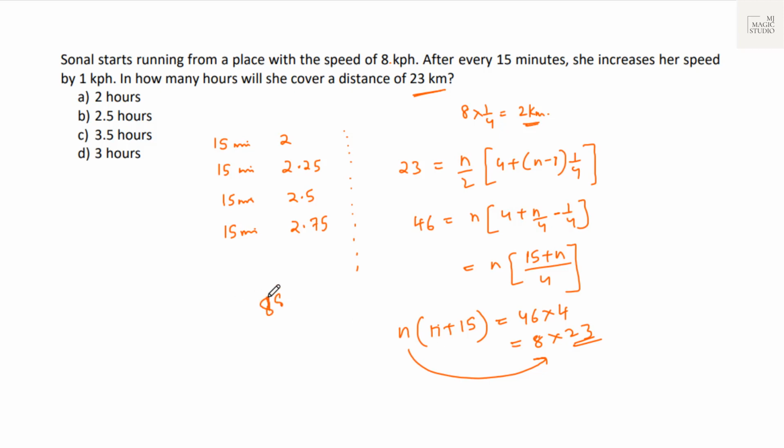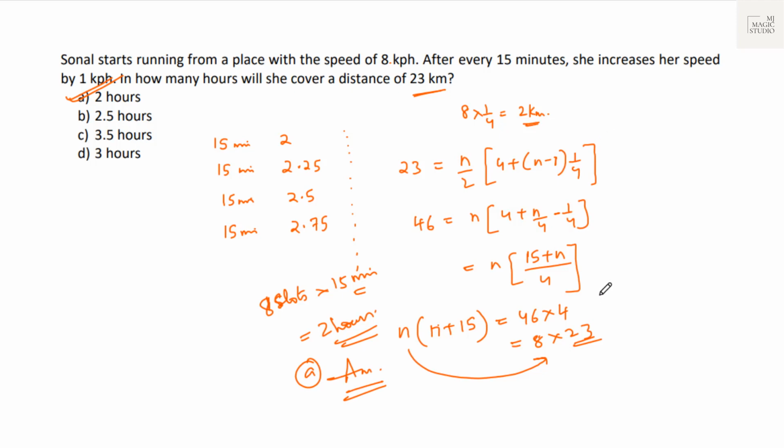That means 8 slots of 15 minutes are required for Sonal to complete this journey. So that is 8 into 15 minutes, which means 2 hours. She would be completing the distance of 23 km in 2 hours. Option A is the pick.